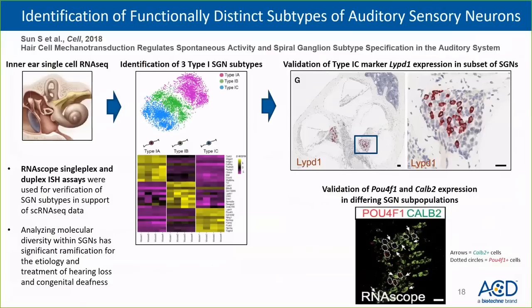The first study comes from Johns Hopkins and Decibel Therapeutics, where again the authors performed single-cell analyses of the type 1 spiral ganglion neurons, and they identified the 3 subtypes, 1A, 1B, and 1C. Using RNAscope, they validated the expression of the type 1C marker, LYPD1, in a subset of SGNs, as well as confirmed expression of COO4F1 and COB2 in differing SGN populations, demonstrating that the populations do not overlap.